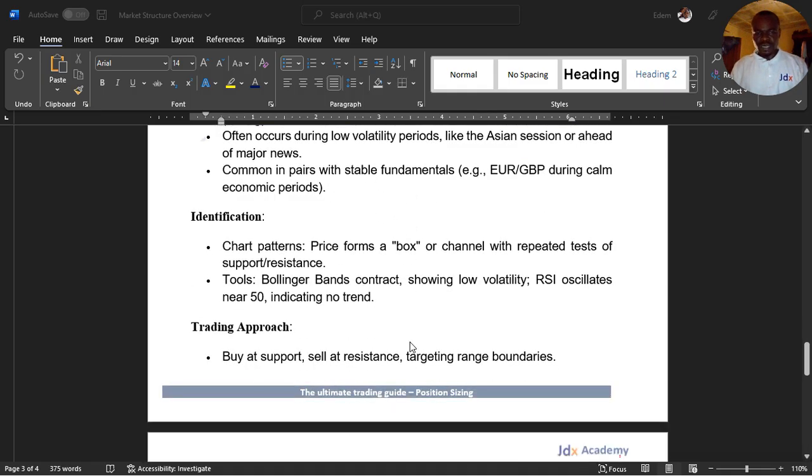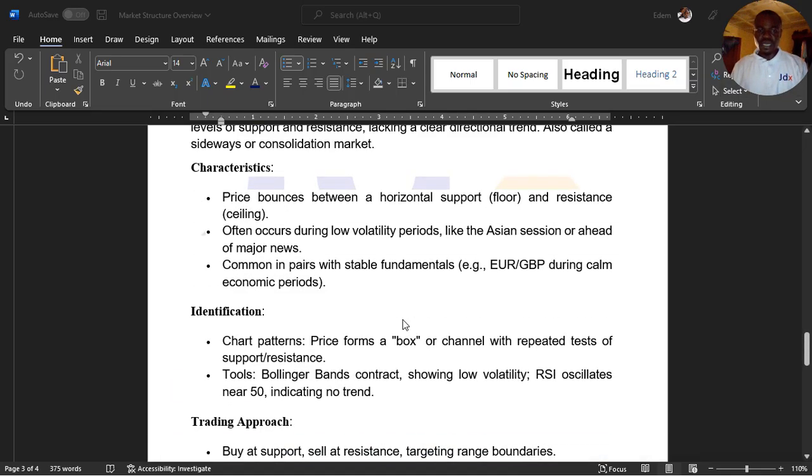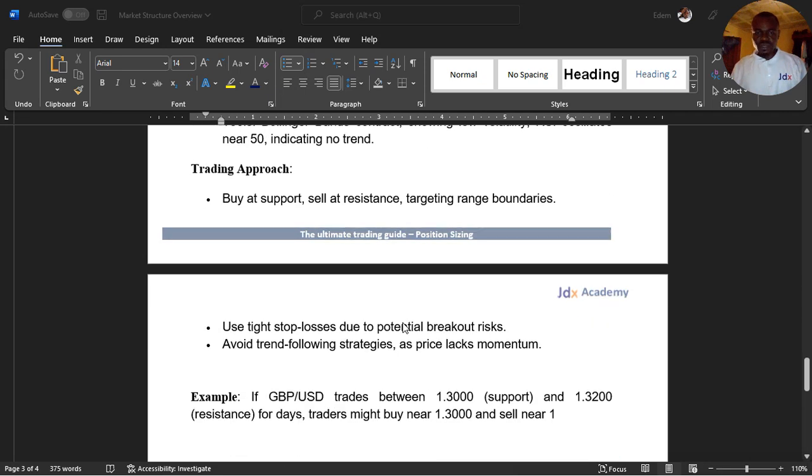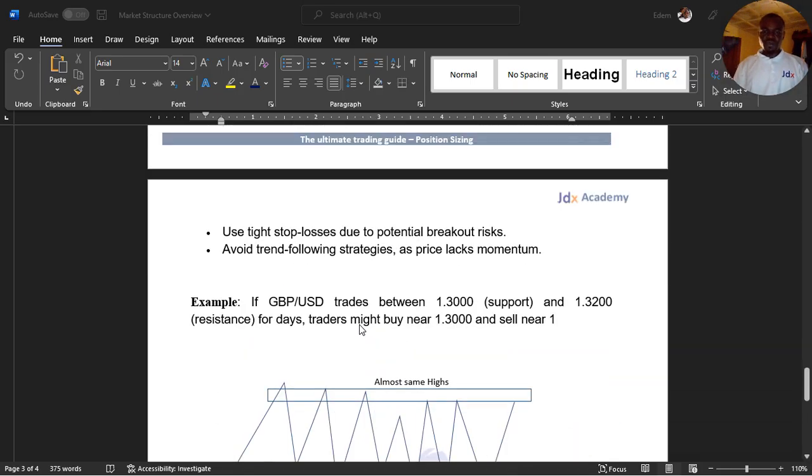All right, now how do you identify it? From the chart pattern, it forms a kind of box. You're going to see it shortly. And the tools, if you're using tools, are the Bollinger Bands showing low volatility, or the RSI oscillators. These are all indicators. The approach, as I said, I'm going to share with you: you're going to be selling from resistance, and of course, you're going to be buying at support. So let's see an example of a ranging market.